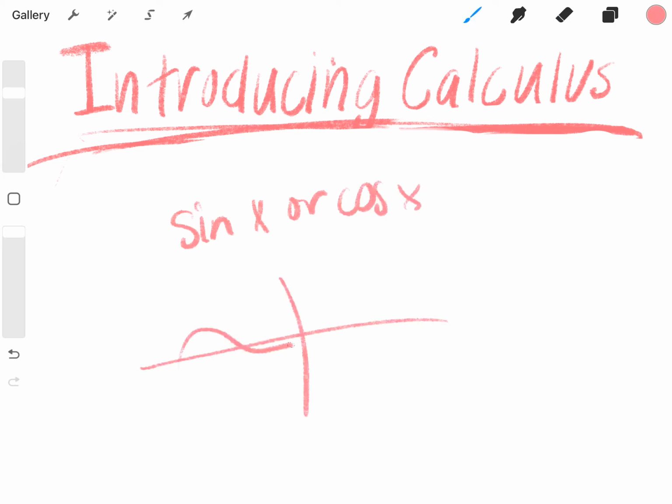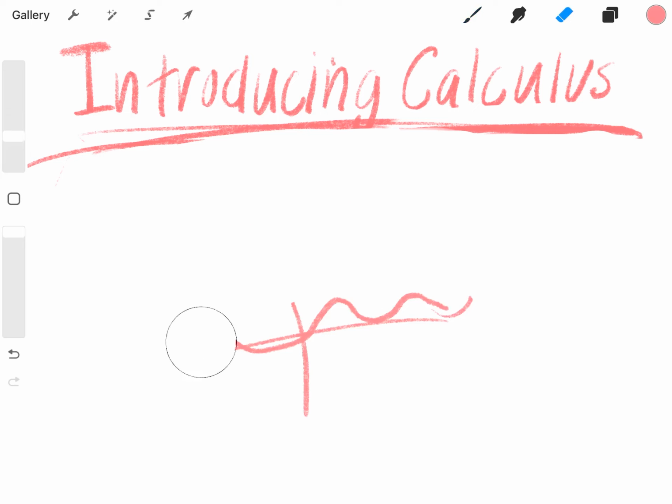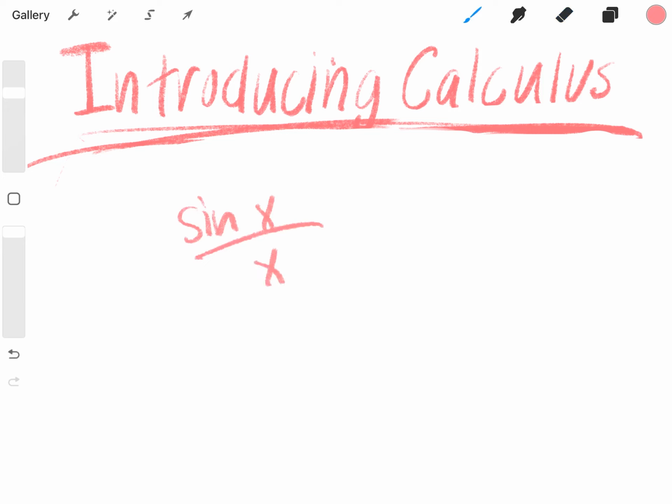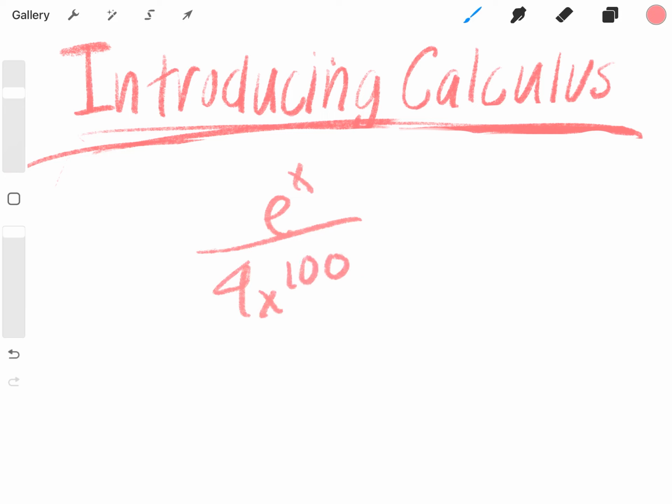For trig functions like sine x and cosine x that oscillate, the limit at infinity doesn't exist. But if you have sine x over x, where the denominator grows faster than the numerator, it still approaches 0. Now for functions where the numerator and denominator are the same type, it may be more obvious which one grows faster. But for others, like e to the x over x to the 100th power, it's less obvious. So you need to know the order of growth.